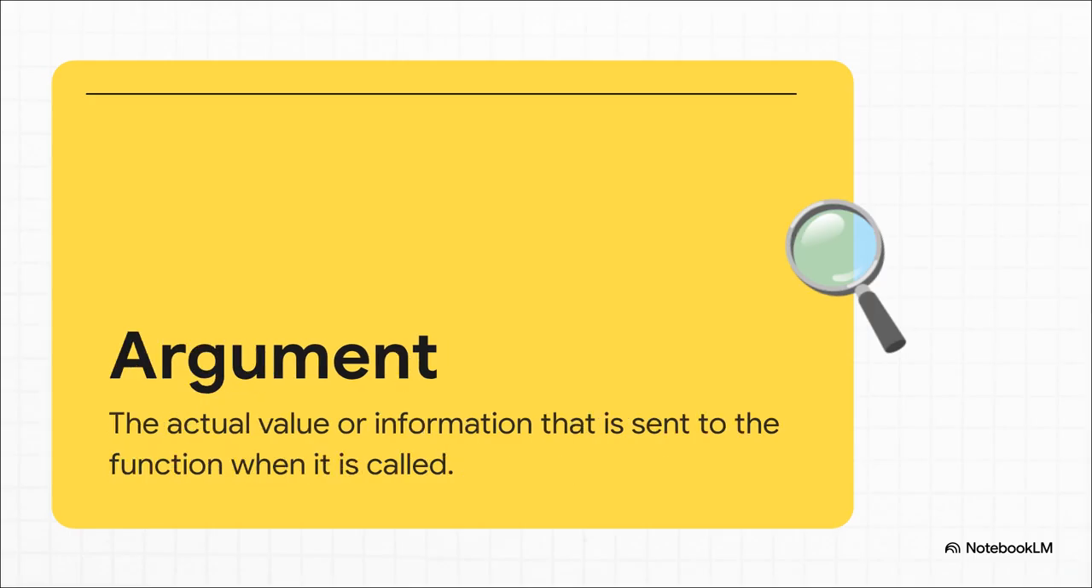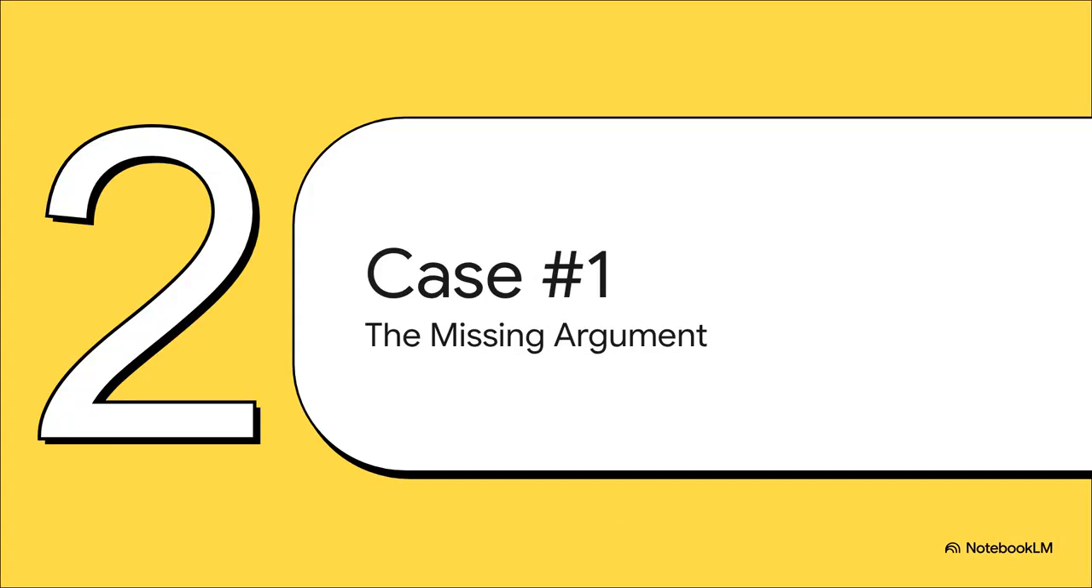And that brings us right to arguments. So, if the parameter is the shopping list, the argument is the actual item you grab off the shelf and put in your cart. It's the real info, the number 99, the string yellow, that you actually hand over to the function when you tell it to run. The whole secret here is making sure the items you bring, the arguments, match what was on the list, the parameters.